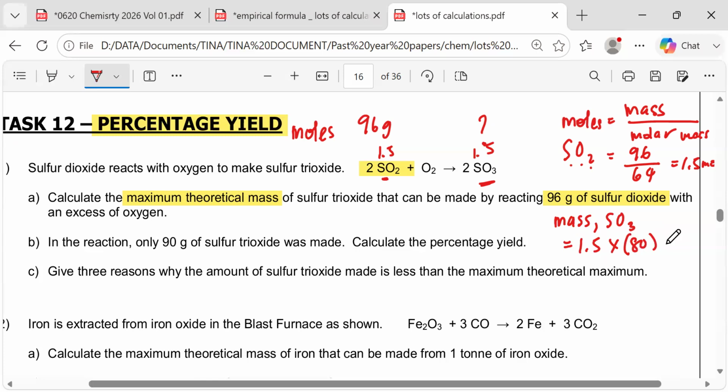So you will get 120 grams. Wait, I got it correct. But you know why? You put the 2 in front. Cannot, because then your working is wrong. I got different answers. Okay.